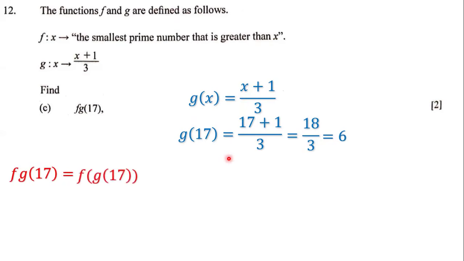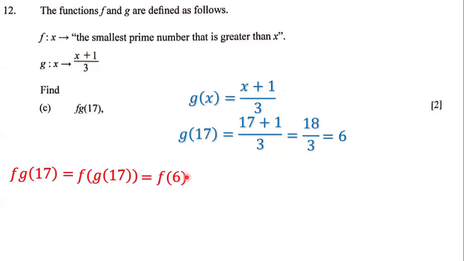So that means that fg of 17 is going to be f of g of 17, okay? So what that means is we have g of 17 inside of our function f. Now what is g of 17? Well, g of 17 is 6. So what we basically have is f of 6. Now what is f of 6? Well, f of 6 is actually a question.